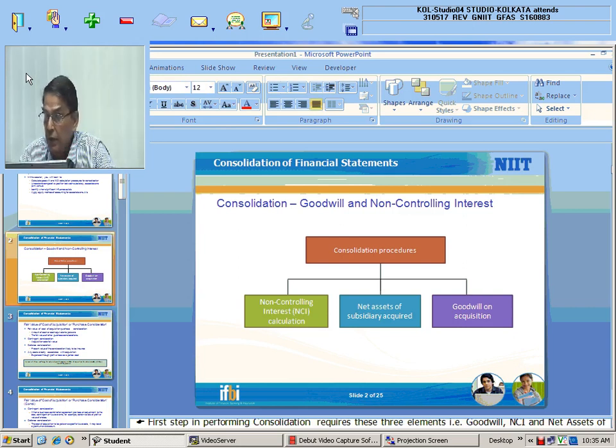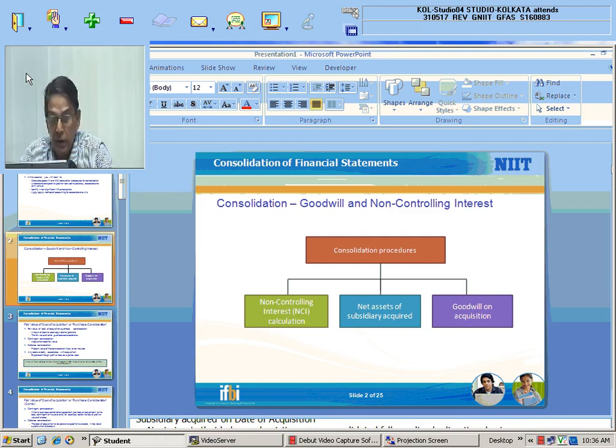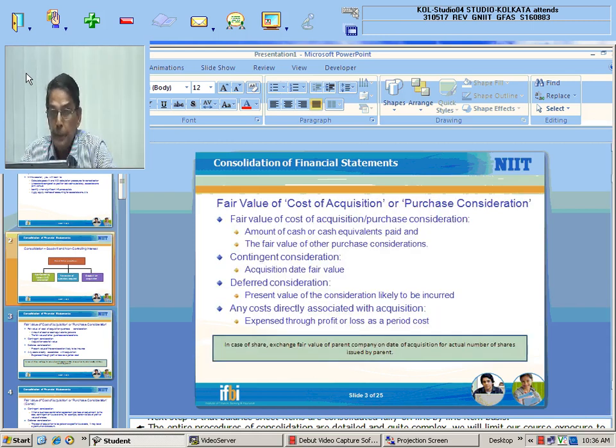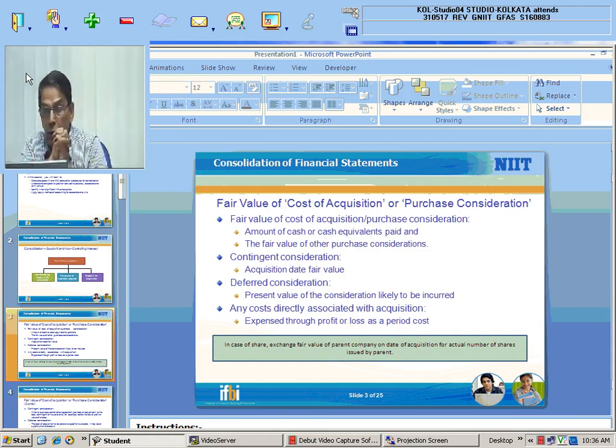The next step is that the balance sheet items are consolidated fully on a line by line item basis. The entire procedure of consolidation is detailed and quite complex. So our course exposure is limited to understanding the key aspects, that is goodwill in acquisition and non-controlling interest or minority. We will not go into detailed procedures of consolidation, which is beyond the scope of this particular course. So we will talk first about purchase consideration. When a company acquires another company, it pays a consideration.